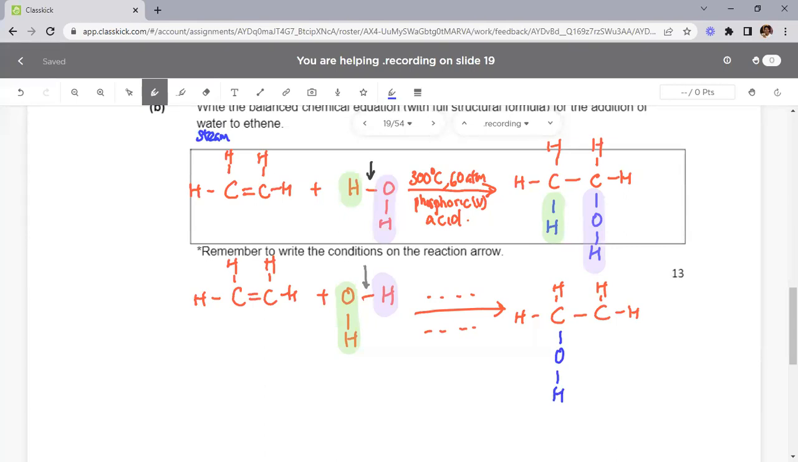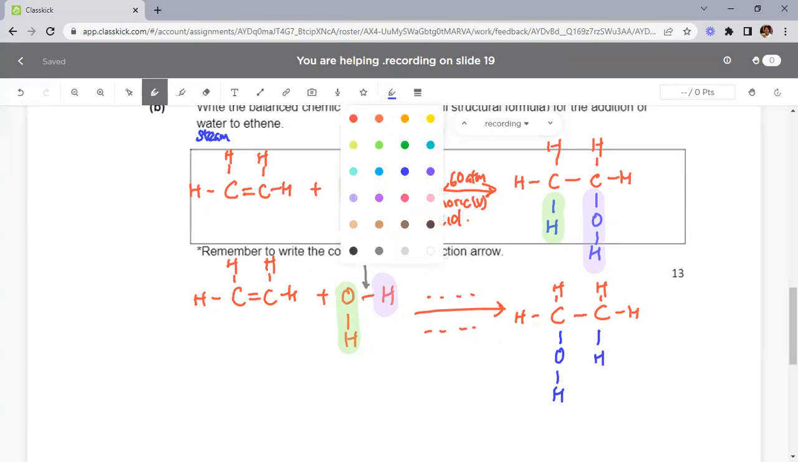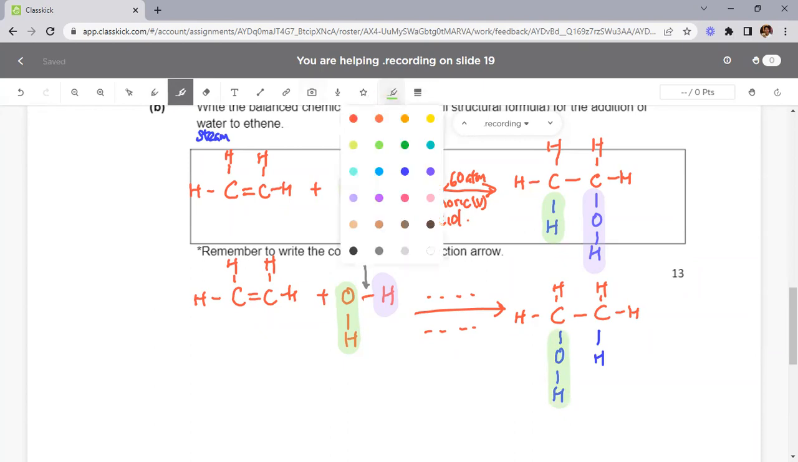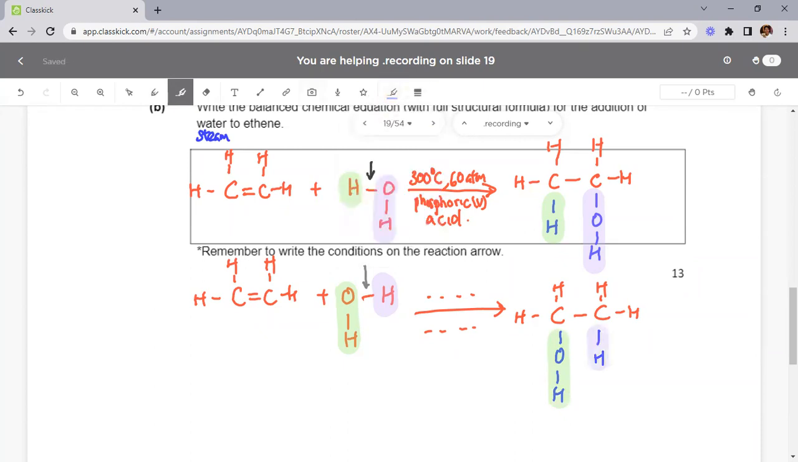Can you see this OH now is on the left-hand side? Then the H is actually on the right-hand side. So you can see that because of the rotation of the molecule, my OH now is on the left-hand side. My H now is on the right-hand side. So it seems like there are two possible products because of the position where I've added the OH. Okay, I just want you to take note of that part over there.